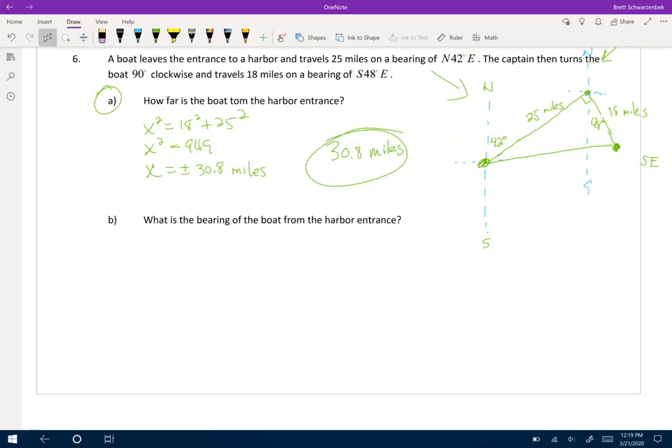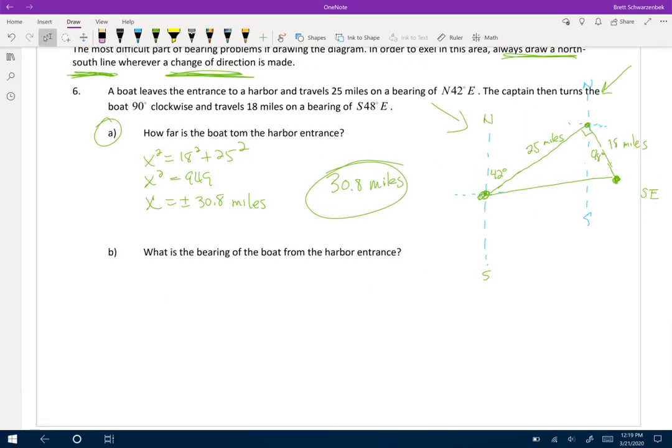Okay, the last question is a little bit trickier. It asks, what is the bearing of the boat from the harbor entrance? Remember, right now we know that this is where the boat is, and we know that this is the harbor entrance. We'll say H for harbor entrance. We want to know the bearing from the harbor entrance. So the bearing is essentially going to be this angle right here, this entire angle.